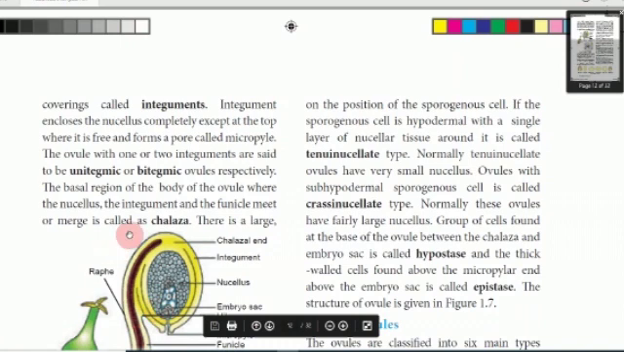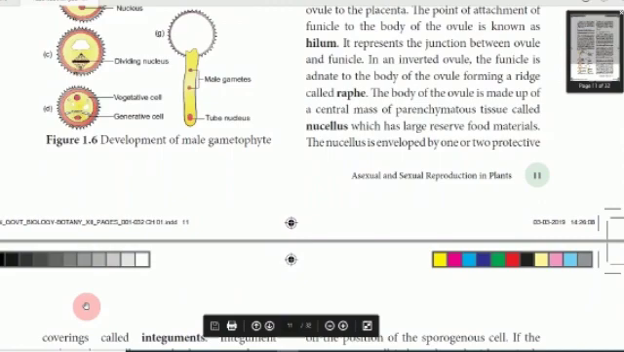Then the side opposite the funicle is called the chalaza. So this is the funicle. Then the opposite side is called the chalaza. Here the integuments and the funicle meet or merge at the chalaza. Sometimes it is asked, what is chalaza? The surface opposite the funicle is called the chalaza. This chalazal region is usually parenchymal tissue.